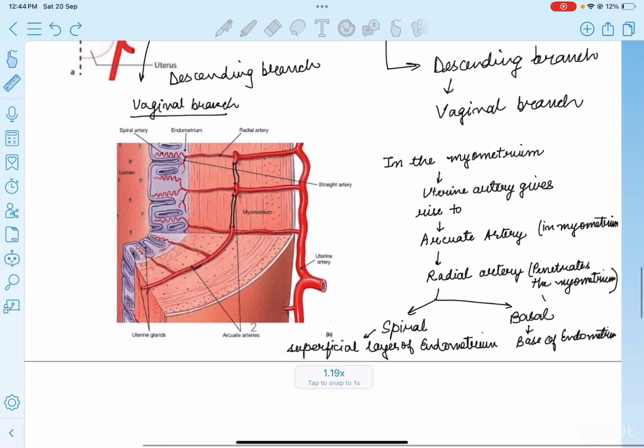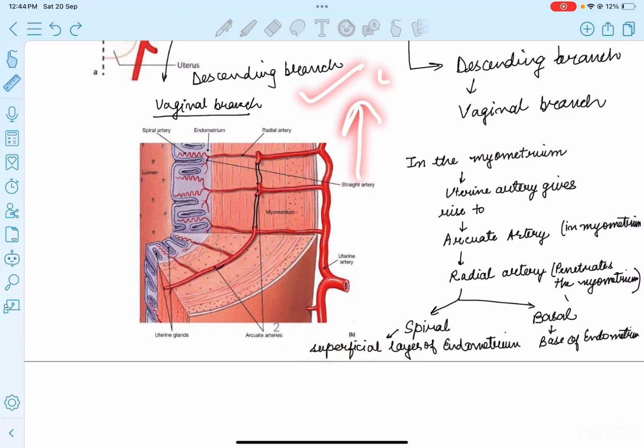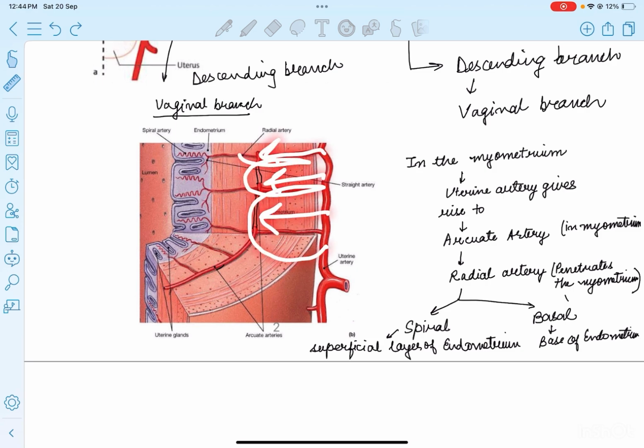So you can see that the uterine artery has ascending branch, descending branch, and main branch. The ascending branch gives supply to the tube, ovary, and uterus fundus. And the descending branch is also known as vaginal branch, it gives supply to vagina. And the main branch enters the myometrium and it forms arcs. These are arches. So the name is arcuate artery. These arcuate arteries will give rise to radiating artery, that is radial artery.